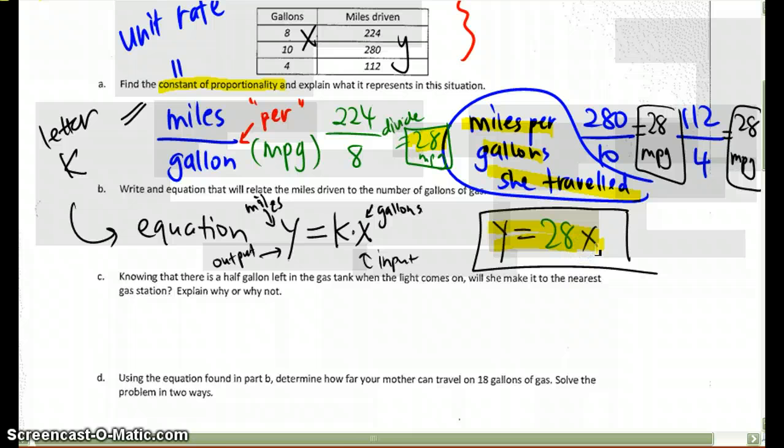Then letter C, knowing there's half a gallon in the tank when the light comes on, will she make it to the nearest gas station? All right.